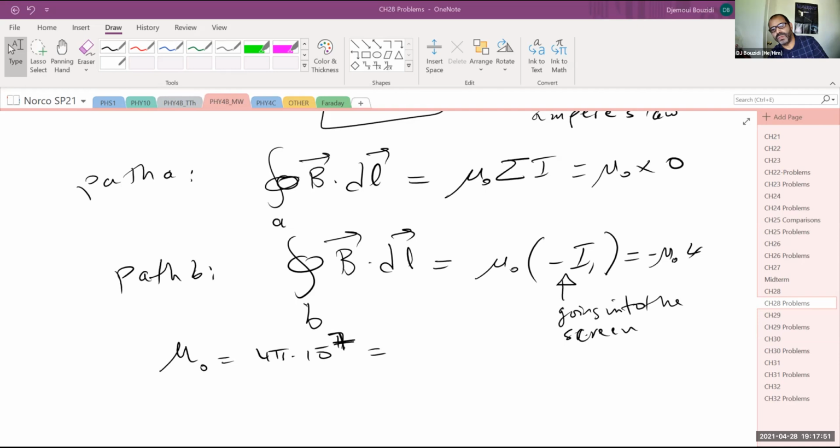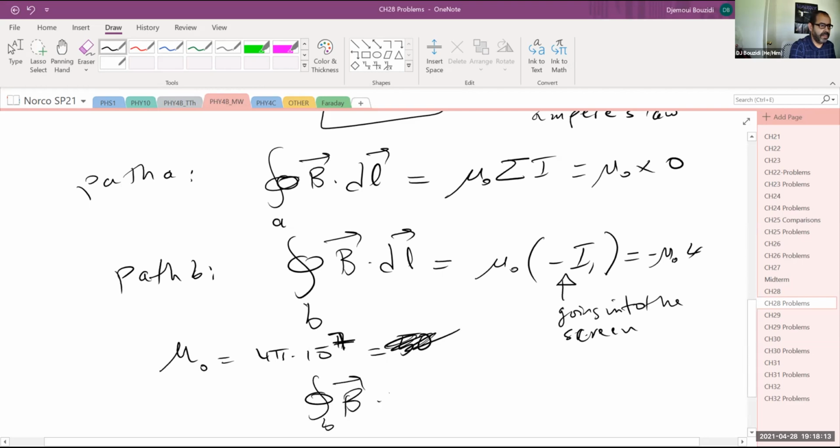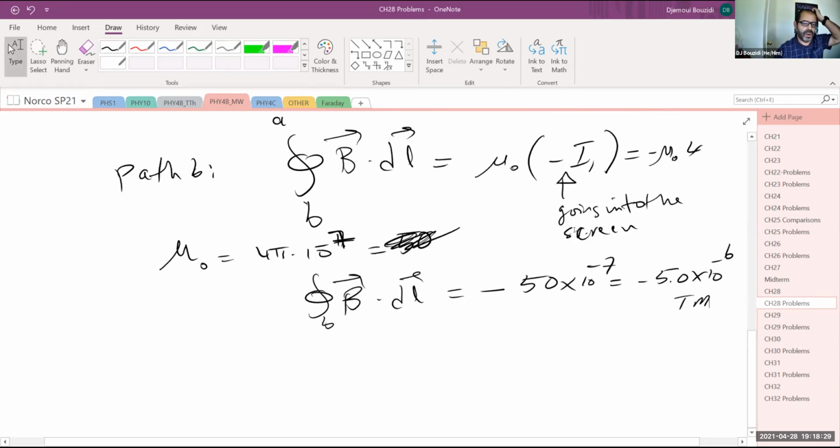And the answer is 50.265482. I need how many sig figs in this problem? 2 sig figs. Okay, so it's 50, with a negative. I'm sorry, I need to multiply that in here. So the circulation again for path B, dl, is going to be equal to minus, because of the minus sign, 50 times 10 to the negative 7, or negative 5.0 times 10 to the negative 6 Tesla meter. That's easy, okay?